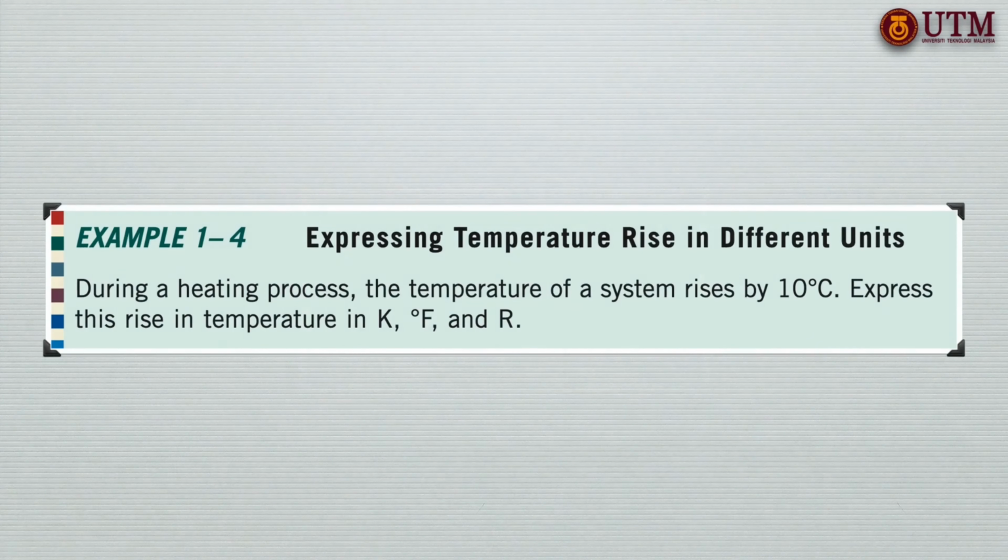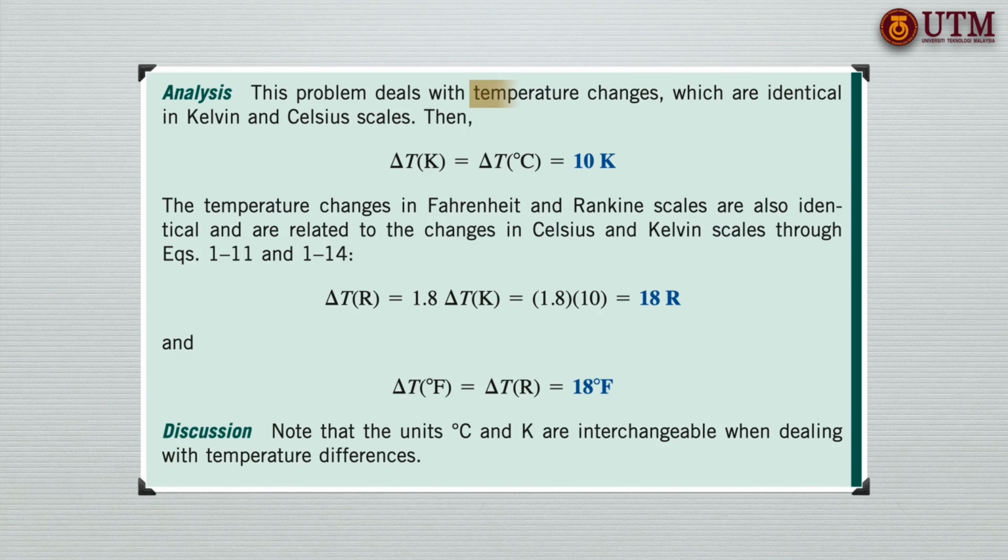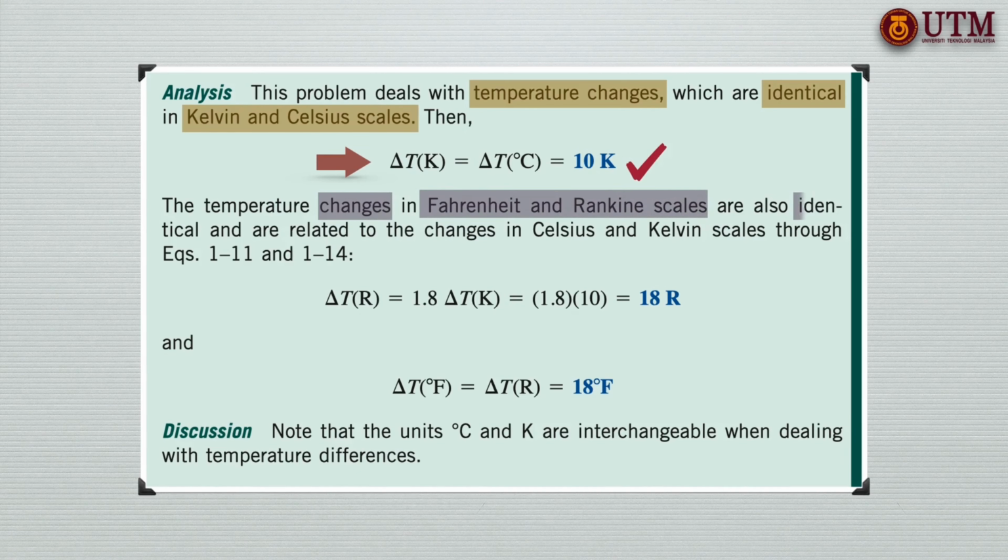To describe how the conversion of various temperature scales is determined, let us comprehend example 1.4. This problem deals with temperature changes, which are identical in Kelvin and Celsius scales. Therefore, by using the following expression, the rise in temperature in Kelvin is 10 Kelvin. The temperature changes in Fahrenheit and Rankine scales are also identical. They are related to the changes in Celsius and Kelvin scales through the following expression.